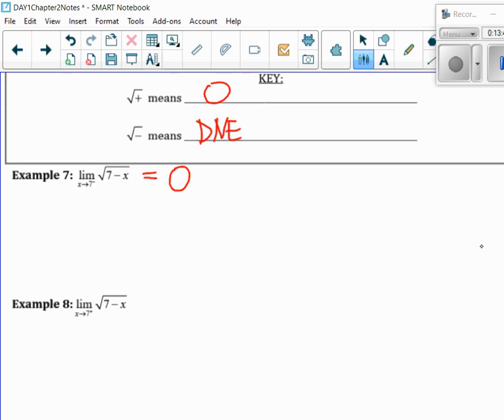Okay, how about this one? x goes to 7 plus. What's a number that's 7 plus? Alexandra said 8. I don't think I would go that far. 7.1 is probably as far as you should go. If you go too far, you might get into another part of the graph where something goofy is going on. You have to get close enough, right? So 7.1, 7 minus 7.1 does not exist, right?